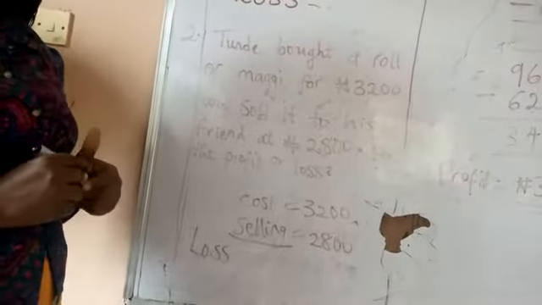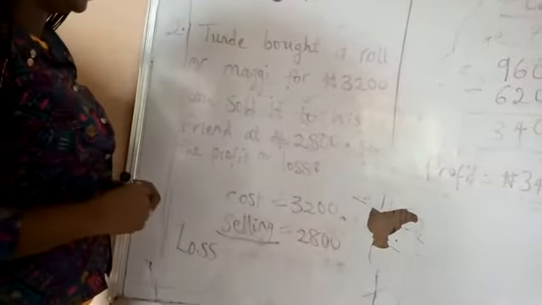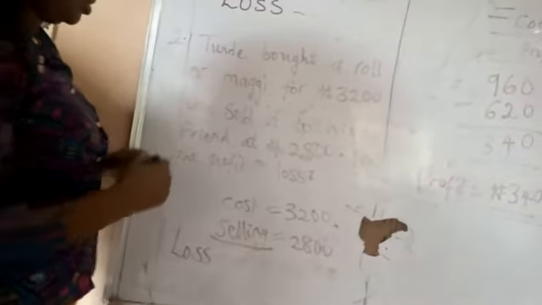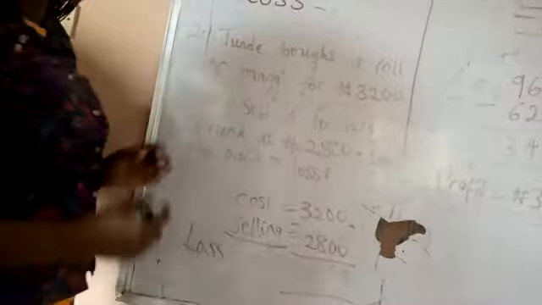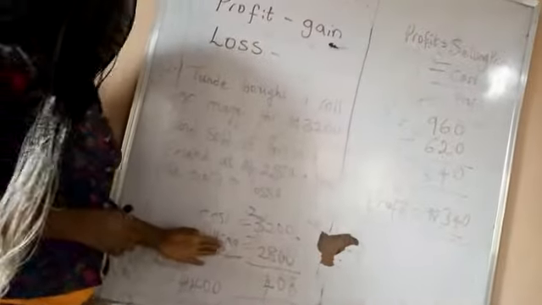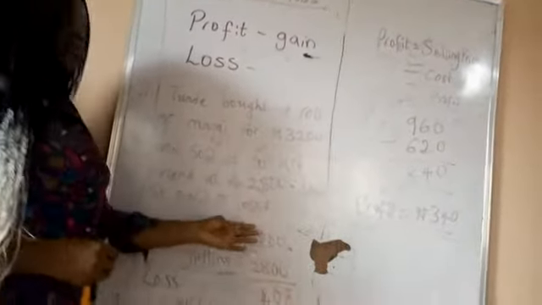Now, you need to know how much loss Tunde made. What you need to do here is to subtract the selling price from the cost price. So here you have 0, 0, 2 minus 8 is not possible. You borrow 1 from there, making 12. 12 minus 8 gives you 4. Here you are left with 2. 2 minus 2 is nothing. So he made a loss of 400 naira. This is a loss because your selling price is lesser than your cost price.